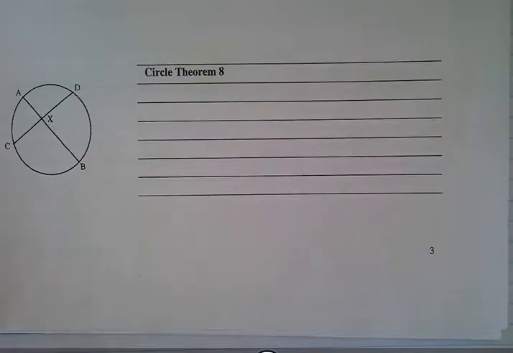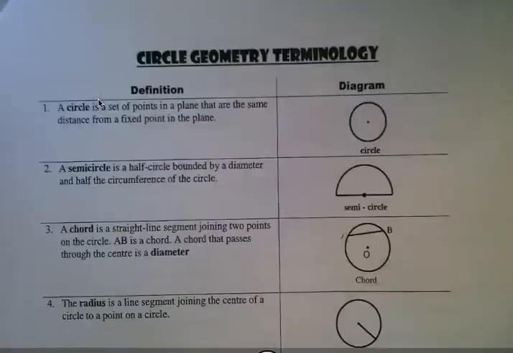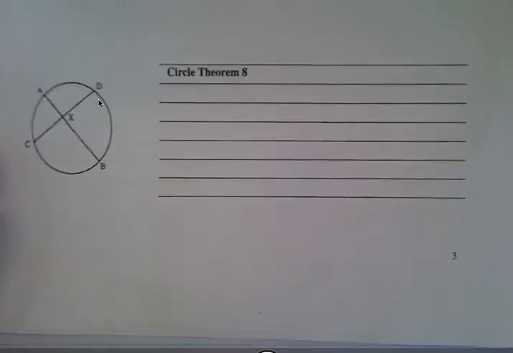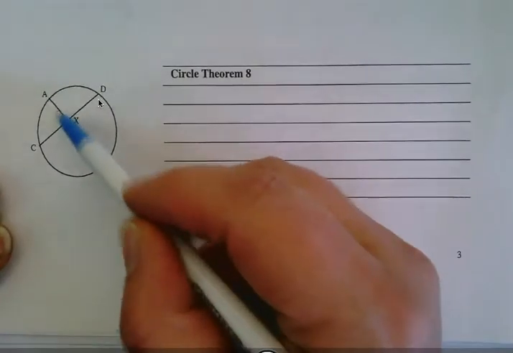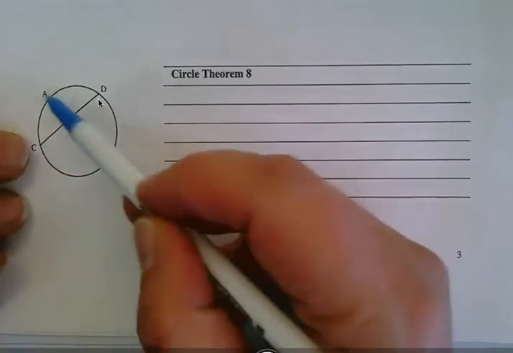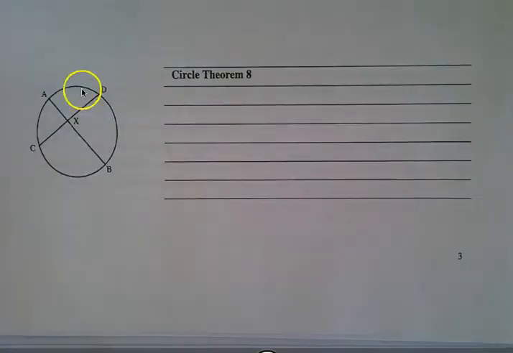If you look back at your terminology booklet, let's just look at circle theorem number 8. What we're looking at is the product of the intercepts, AX times XB, and CX times XD, and seeing if there is a relationship between them. Remember, AB and CD are chords, so we're looking at the product of the intercepts of those chords.